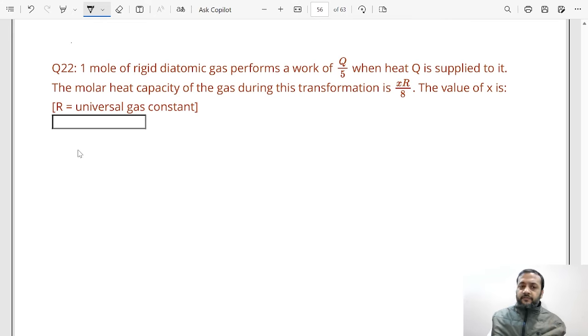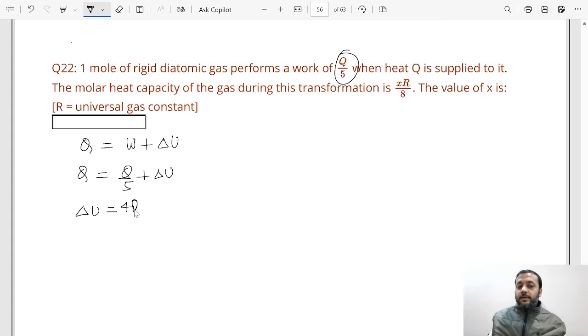Using the first law of thermodynamics, we can say that heat supplied is equal to work done plus change in the internal energy, right? Now, Q amount of heat is supplied, work done by the gas is Q by 5. That means the change in the internal energy becomes 4Q by 5, right? Now, the change in the internal energy for any gas can be written as F by 2 nR delta T. This is the change in the internal energy.